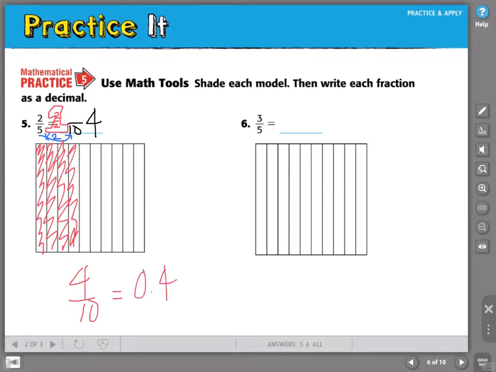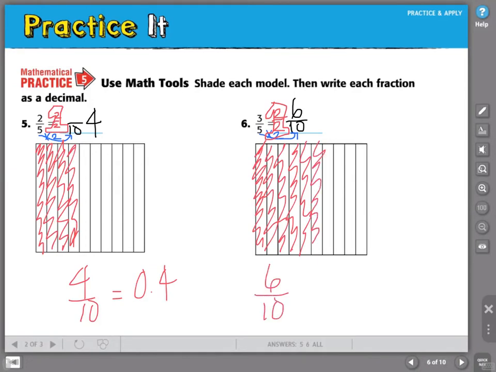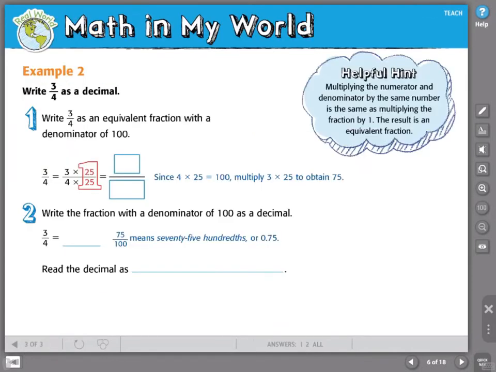Let's try with 3 fifths. Again, I'm looking for an equivalent fraction with 10 as a denominator. What do I do to my 5 to turn it into 10? I multiply it by 2. Inside my big 1, I'm going to need a 2 over 2. 2 times 5 is 10, and 3 times 2 is 6. So 6 tenths. 1, 2, 3, 4, 5, 6. 6 tenths is equivalent to 6 tenths.